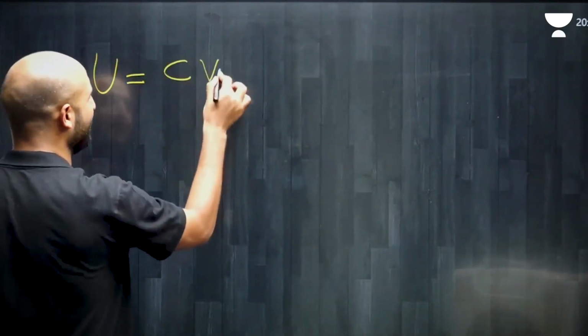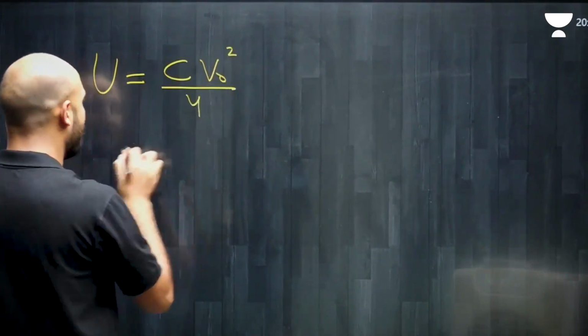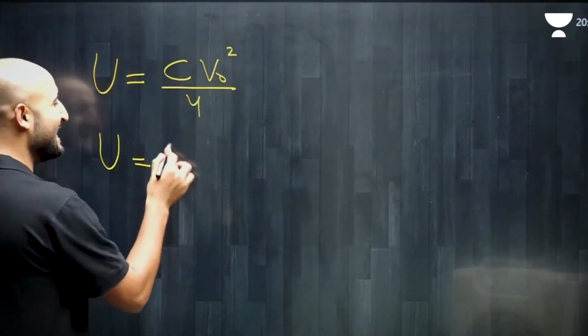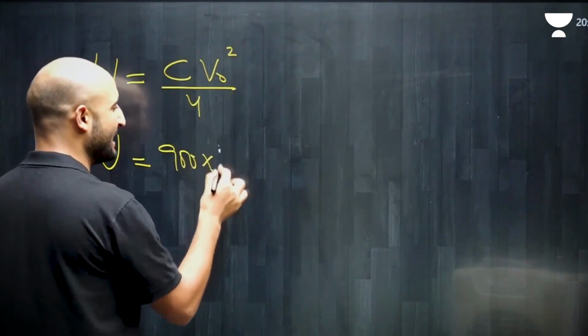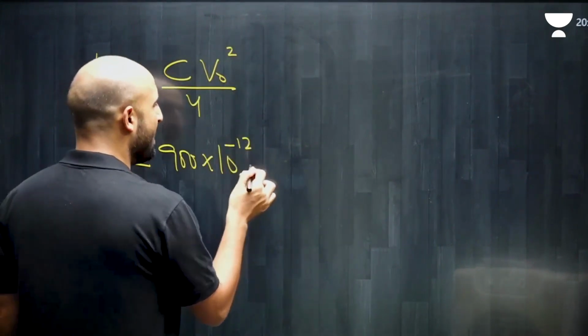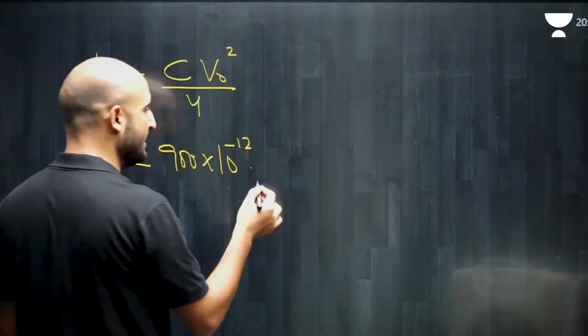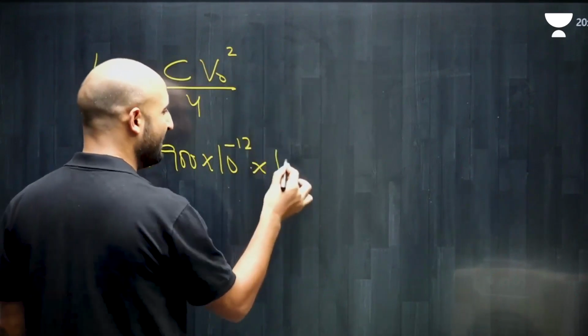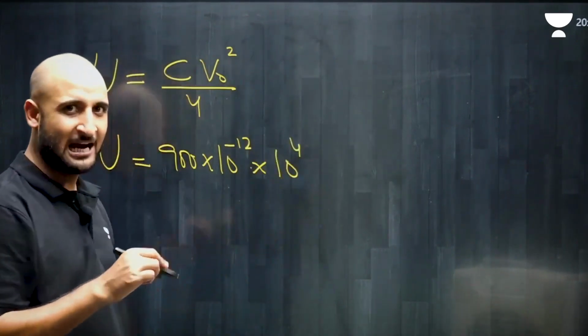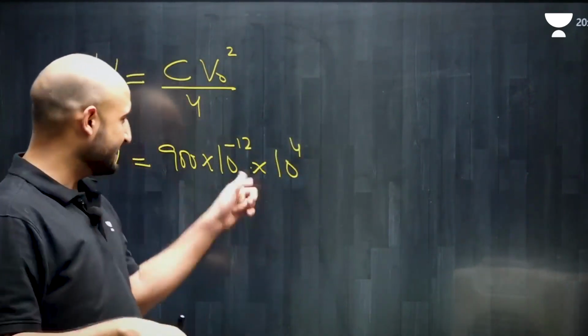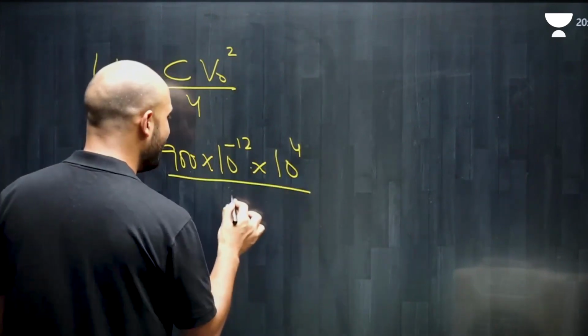So the energy stored by the system is CV0 square divided by 4. C is 900 picofarad, 10 power minus 12. Potential is 100, which means 100 square will be 10 power 4. 100 is 10 power 2. Square, 10 power 4, divided by 4.